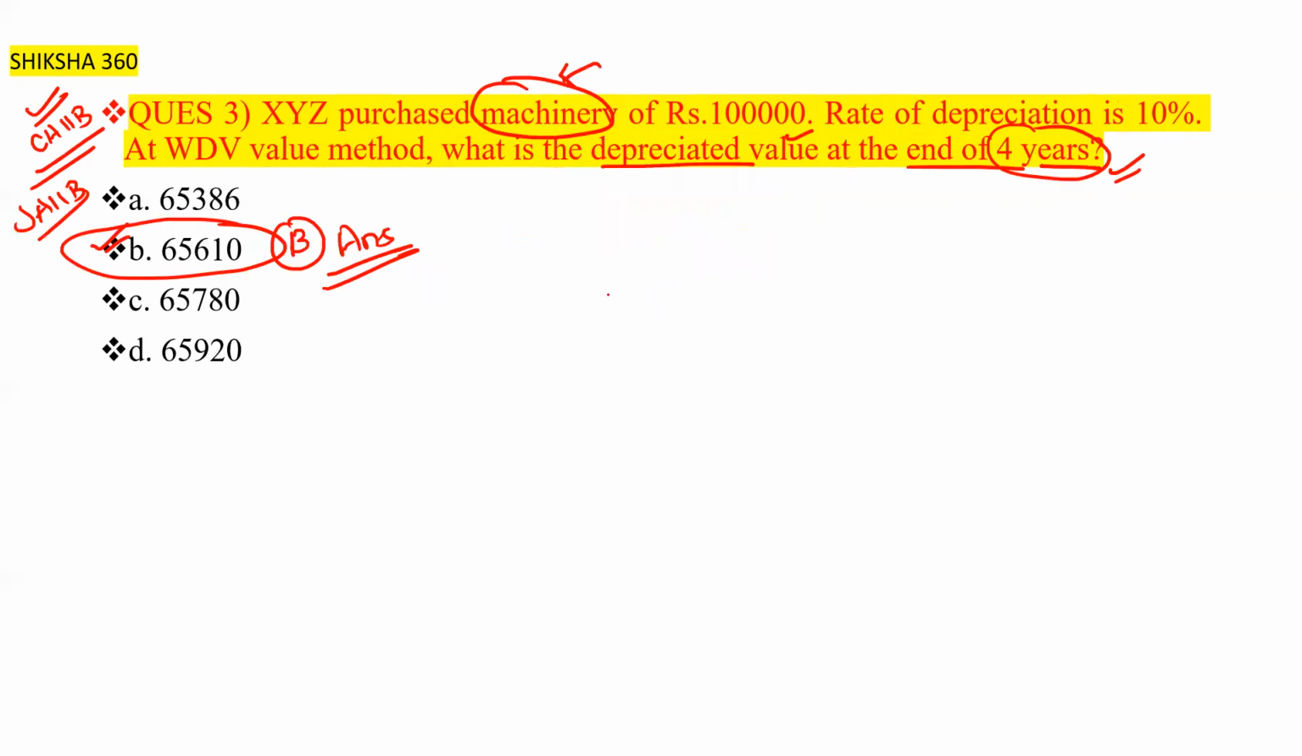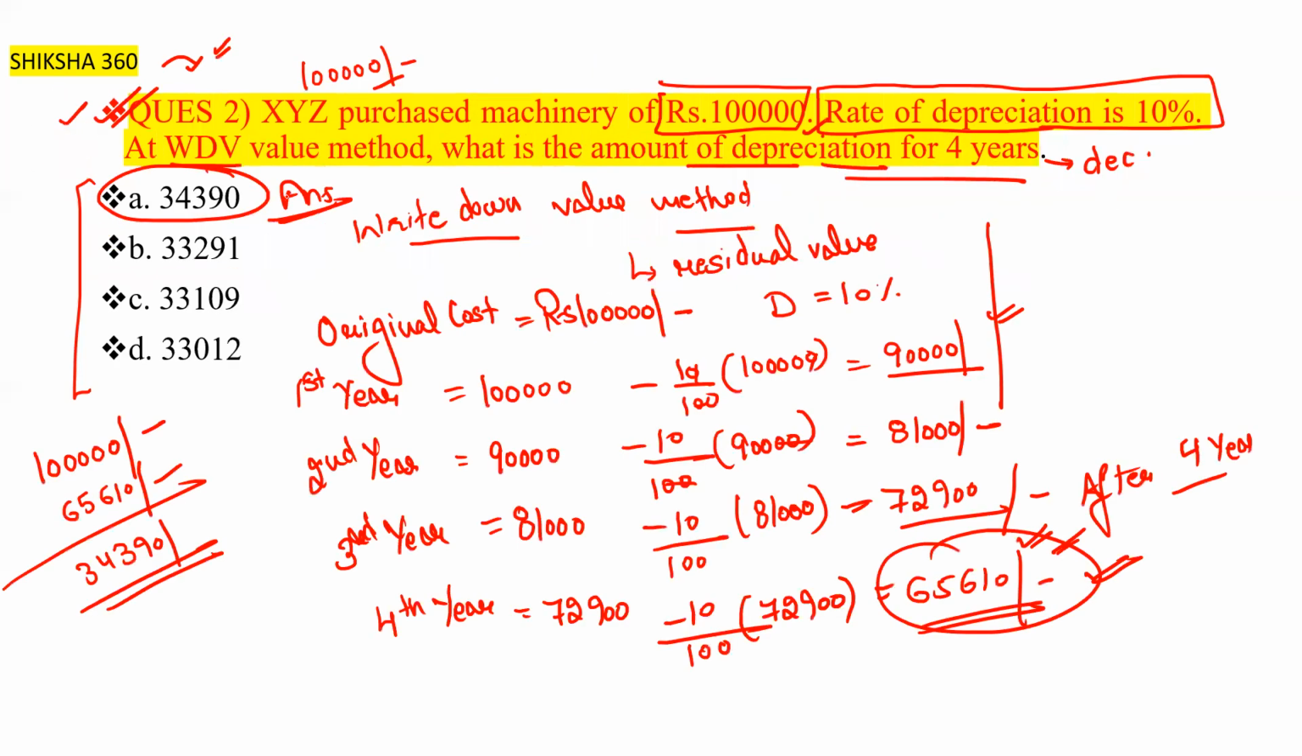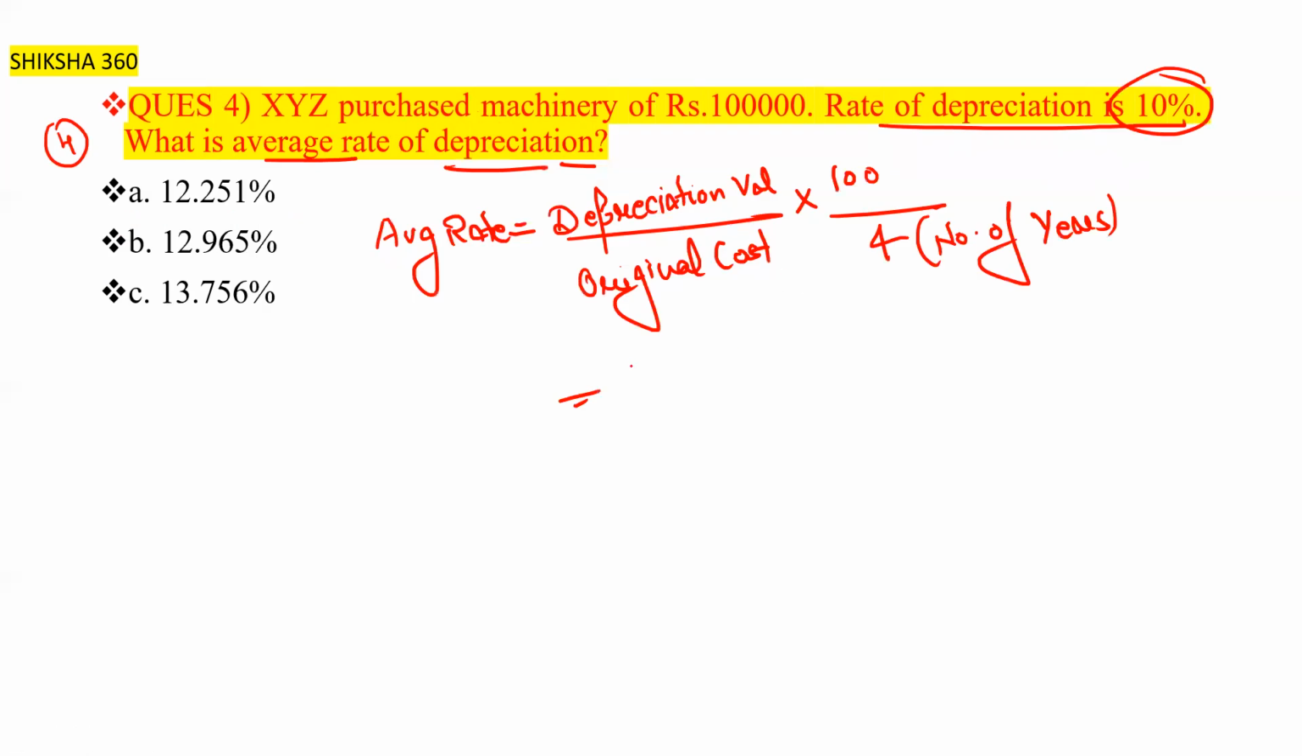What is the depreciated value? That is 34,390 rupees. The original value is 1 lakh, into 100 to convert it into a percentage. Divide by 4 because we have to calculate the average.